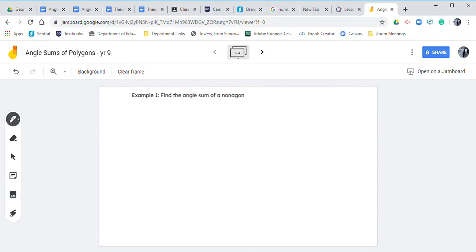Example 1: find the angle sum of a nonagon. When I see a nonagon, I can look above and see that a nonagon has 9 sides. That is my first piece of helpful information. Now I'm going to use the formula from above, S equals 180 degrees times (n minus 2), where n is the number of sides.